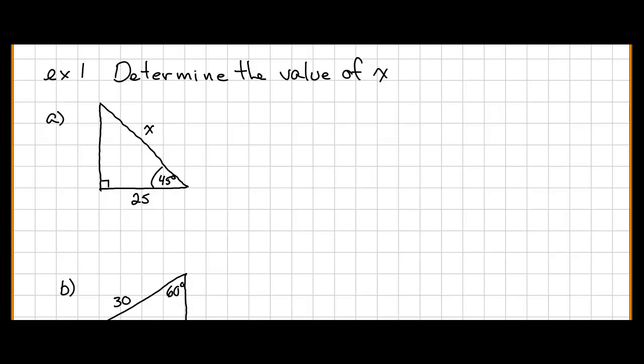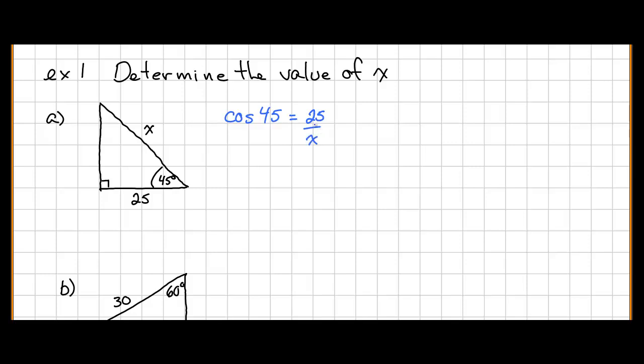So I look at the angle that I've got. I look at the side relative to that angle, so that's the adjacent, and the hypotenuse. So adjacent and hypotenuse means we're going to use the cosine of 45, and that's going to be equal to the adjacent over the hypotenuse.